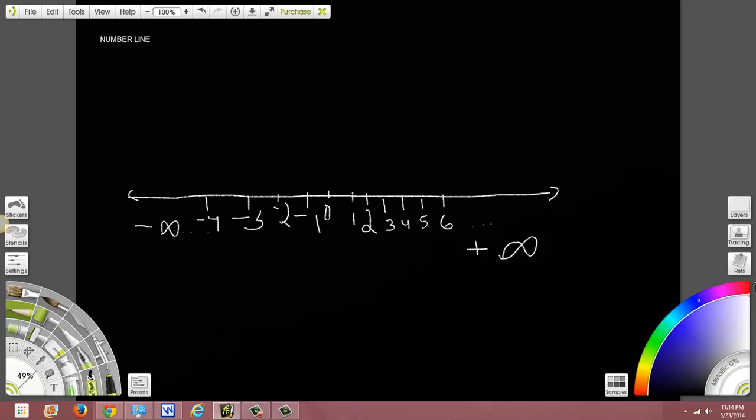So between these whole numbers we have decimals. So between 1 and 2 we have an infinite number of decimals. So we have 1.1, 1.10, 1.101, and they go on and on and on up to an infinite number of decimals.